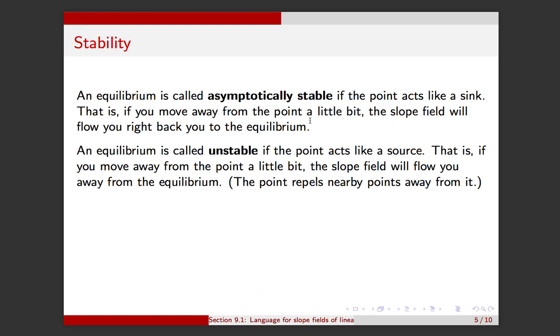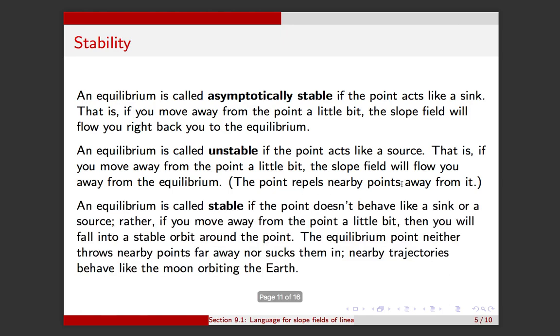If being asymptotically stable means that you draw things to yourself, you are an attractor. Being unstable, just like back in Chapter 2, means that you're a repeller or repellent. I'm not sure which is the right noun there. Anyway, you act like a source. Things flow away from you. So if you're sitting at the equilibrium and I knock you off the equilibrium a little bit, you're not going to flow back to the equilibrium. You'll flow away from it. You'll flow sort of like off the page or something. So it repels nearby points.